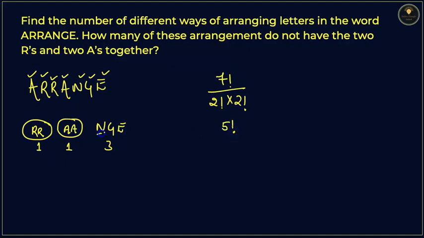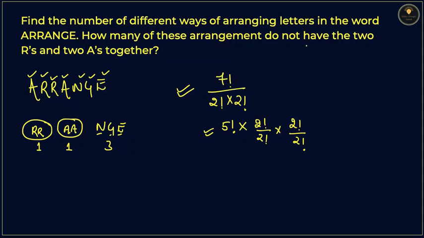Since we are not having any common value here, or we can say similar value, so we will write it as 5 factorial. But we have to arrange RR, so we will arrange 2 factorial by 2 factorial multiplied with 2 factorial by 2 factorial. So this is the normal arrangement that we have. This is the arrangement when 2 R's and 2 A's are together, and you will write it like this.